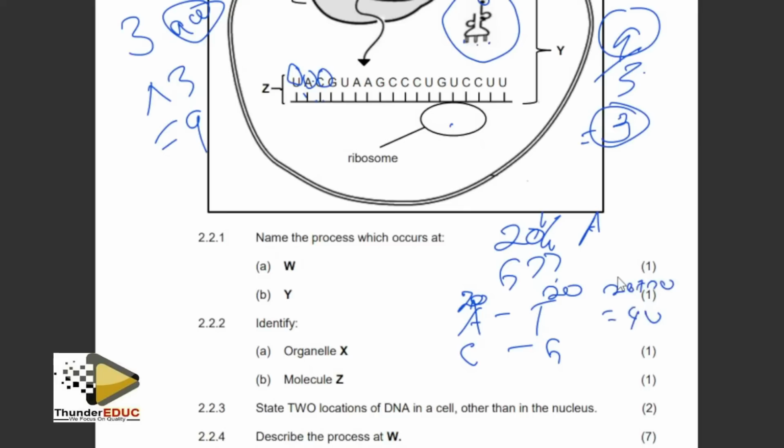Now, because this percentage is out of 100, I'm going to say 100 minus 40, which gives me 60. What is really happening there? 60 is for these two, C and G. So divide by 2, so it's going to be 30. It means that the percentage of guanine is going to be 30%. Don't go to the paper without knowing how to calculate the base.